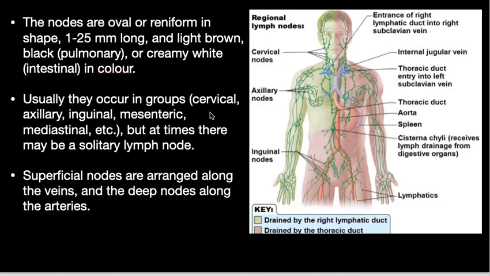Usually they occur in groups, like we have the cervical lymph nodes, the axillary lymph nodes, the inguinal group of lymph nodes, the mesenteric lymph nodes, mediastinal, etc. But at times there could be only a solitary lymph node. The superficial nodes are arranged along the veins, whereas the deep nodes along the arteries.